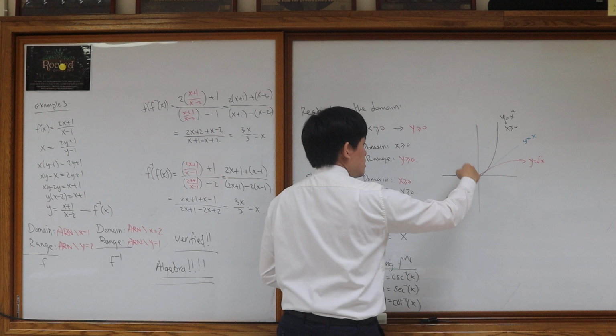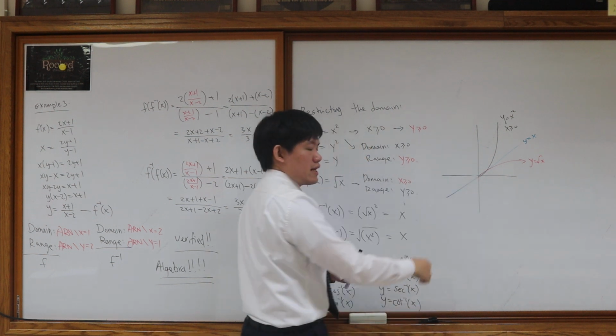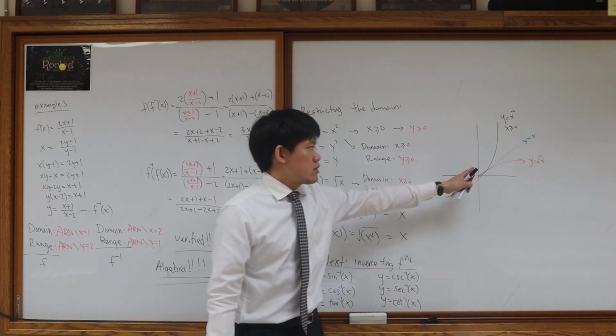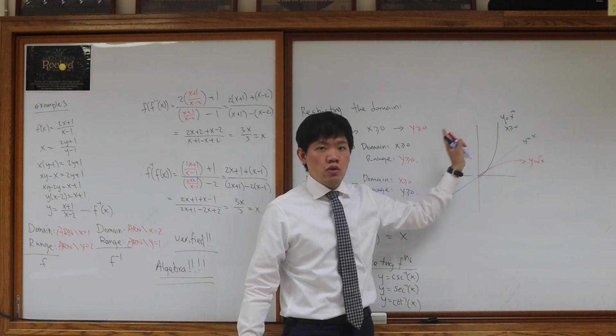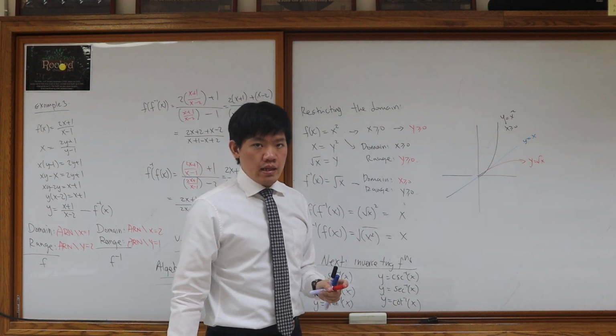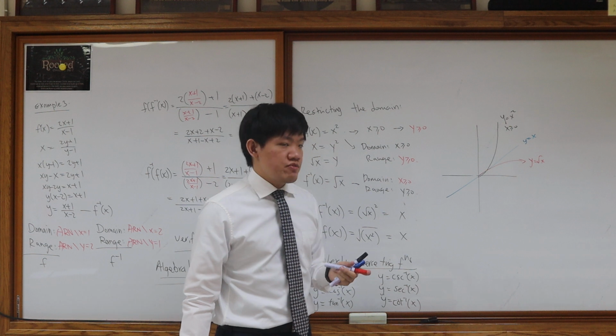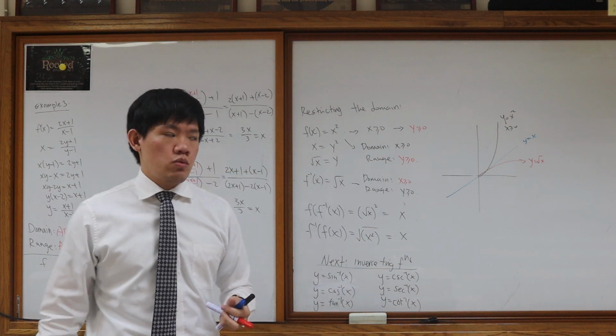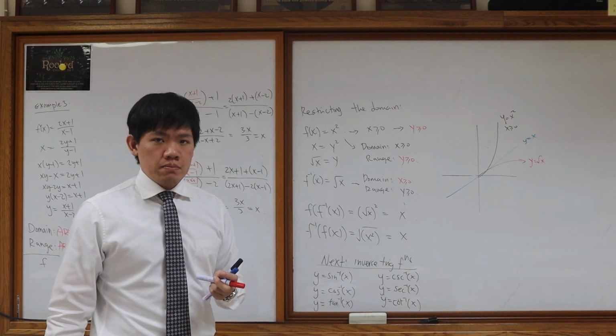Because we restricted the domain where x has to be greater than 0, my x squared is only on the positive side. And in that case, we have successfully inverted y equals x squared by restricting the domain.